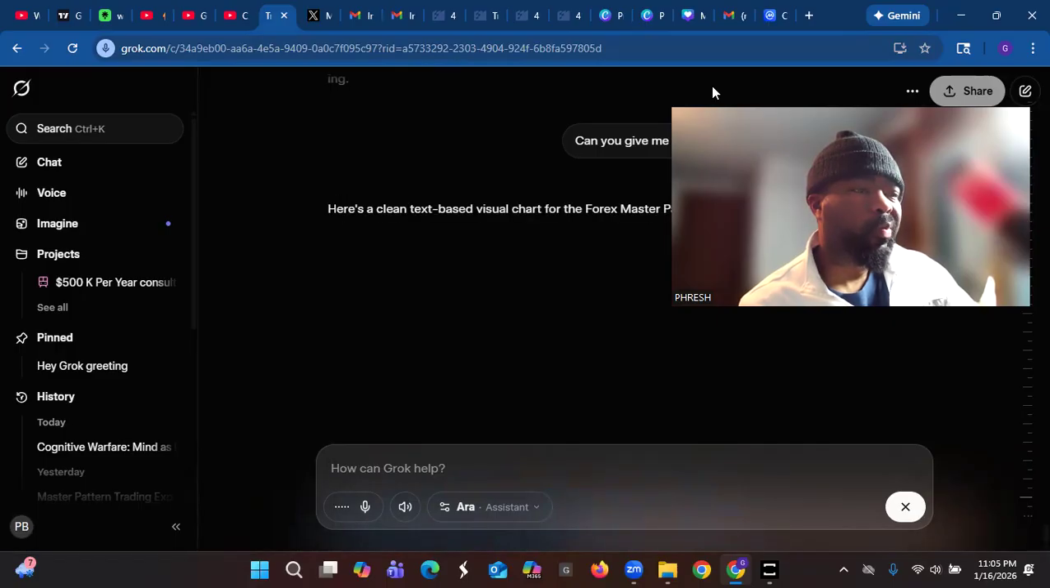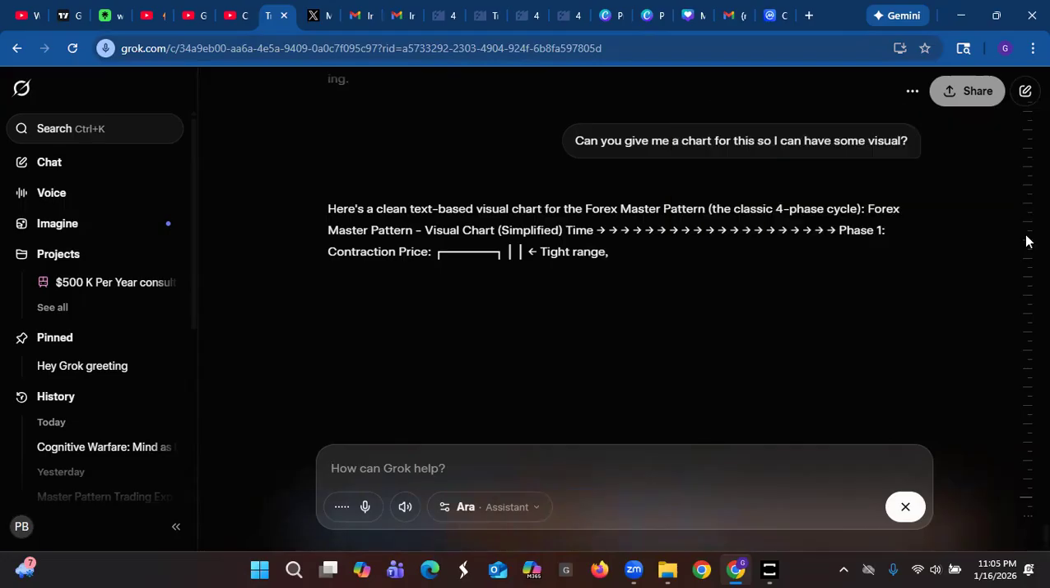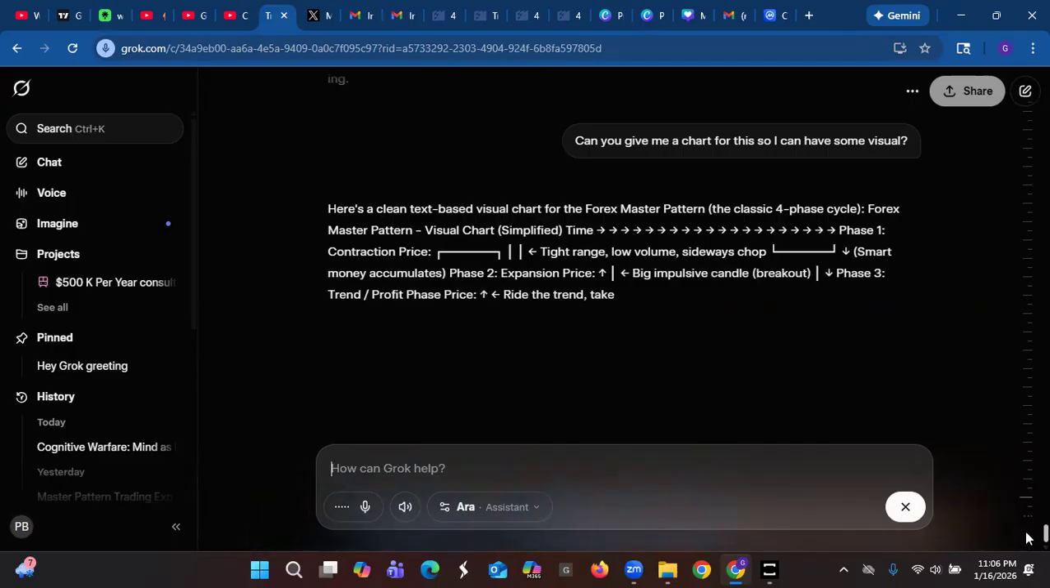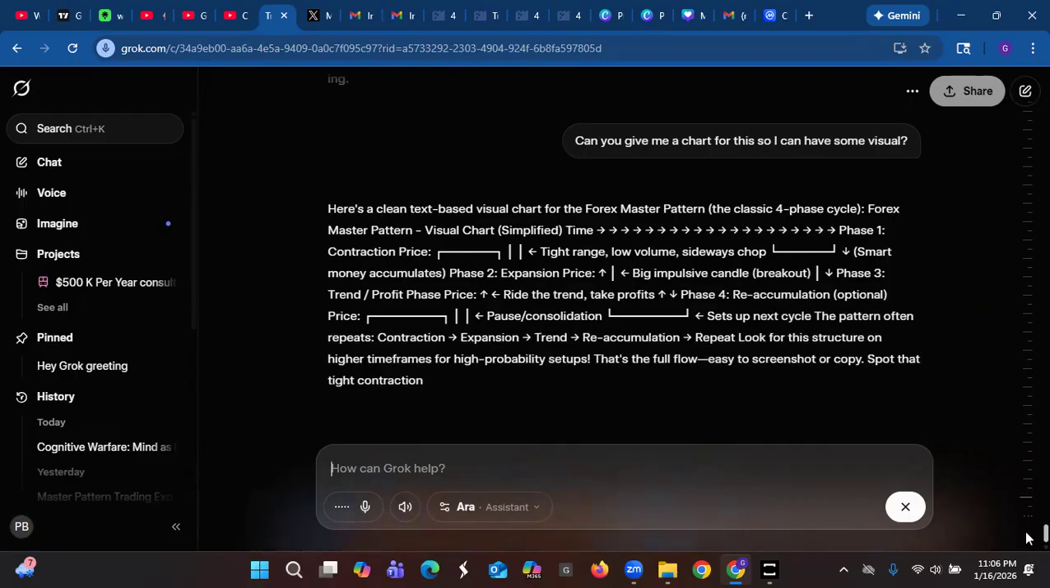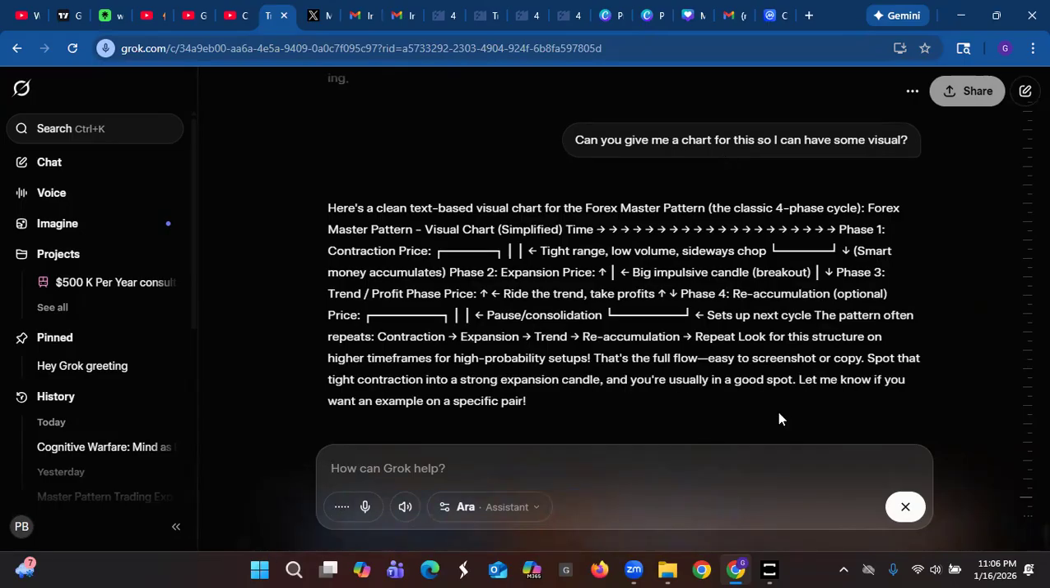Here's a clean, text-based visual chart for the Forex master pattern, the classic 4-phase cycle. Forex master pattern visual chart simplified. Price currently drops along a move. Phase 1, contraction. Price, low volume, sideways chop. Down. Smart money accumulates.